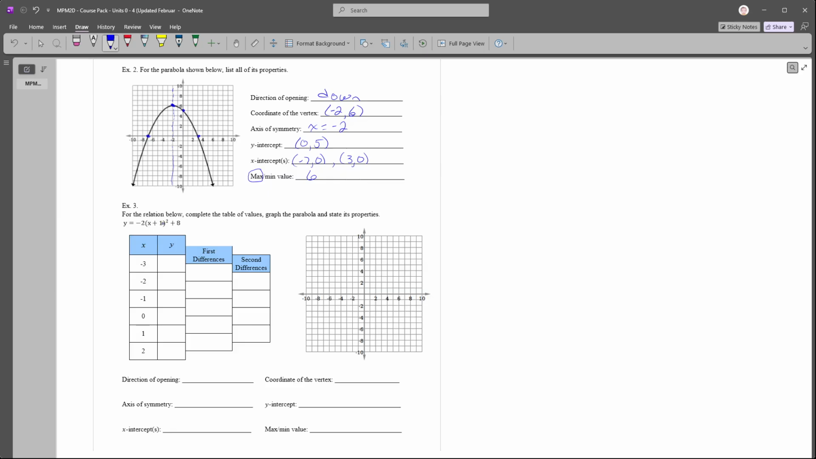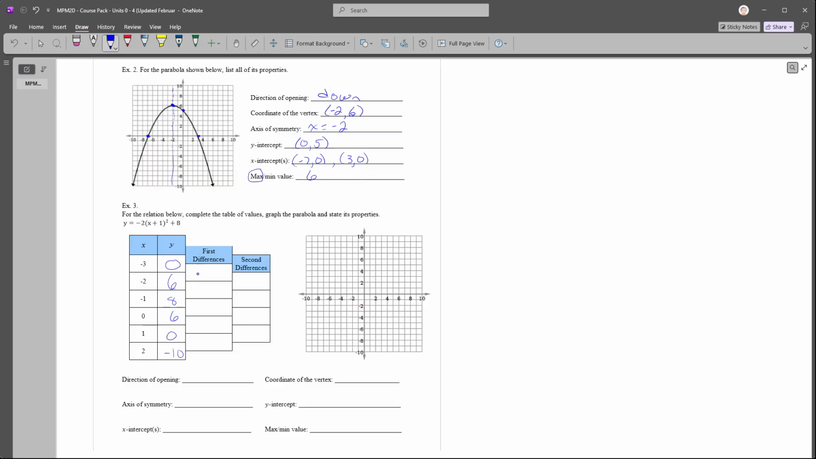So -3 plus 1, that's -2. Square it, we're at 4. 4 times -2 is -8. -8 plus 8 is 0. Yep, you got to go through that whole process for each one of these. -2 plus 1, that gives me -1. Squared, we're at 1. 1 times -2 is -2. -2 plus 8 is going to give me 6. We're going to keep going on this. We're going to end up with 0, 6, 8, 6, 0, -10.